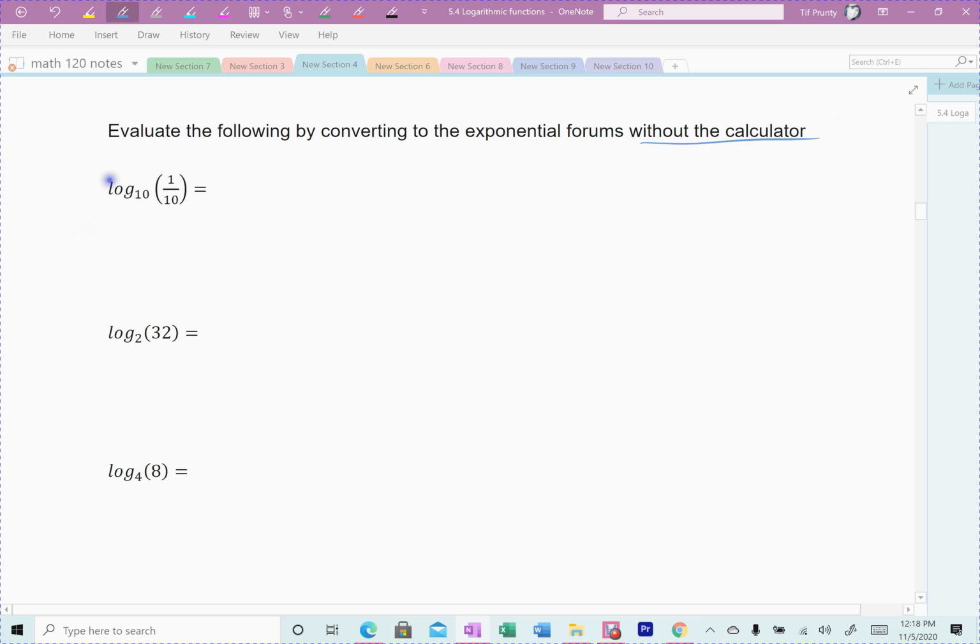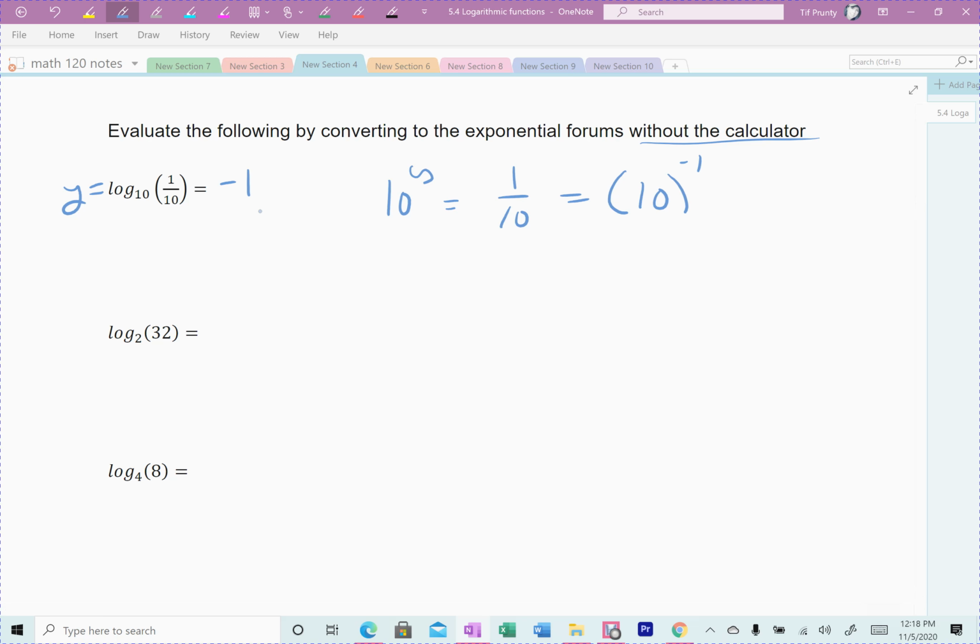Remember, we're looking for the exponent y. If I convert this, it's base 10 raised to the y equals 1 over 10. I can rewrite 1 over 10 as 10 raised to the negative 1. And so this has to equal negative 1, because that's what y has to be.